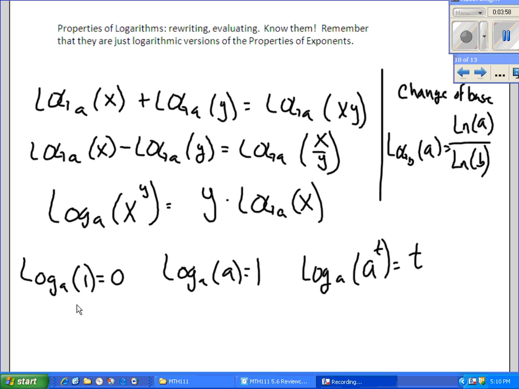A log base a of 1 is always 0. The log of a number to the same base is always equal to 1. And the log base a of a to a power will always equal the power. Those come in handy. And then you also want to know the change of base formula. So you can change the base to any log that you want as long as you're consistent. I usually just use a natural log. Common log works easily also.